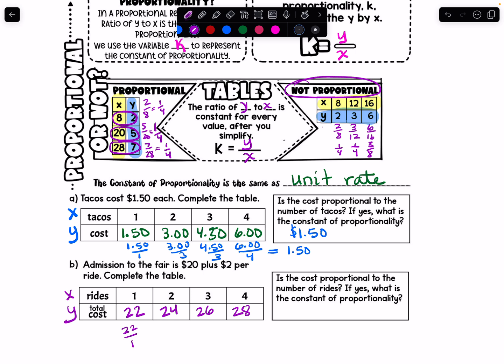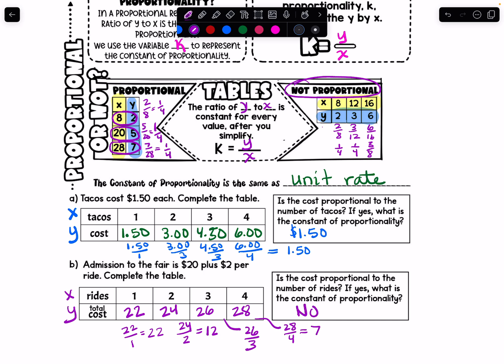22 over 1 equals 22. 24 over 2 equals 12. 26 over 3 is not even a whole number. And 28 over 4 is 7. So they're definitely not the same.